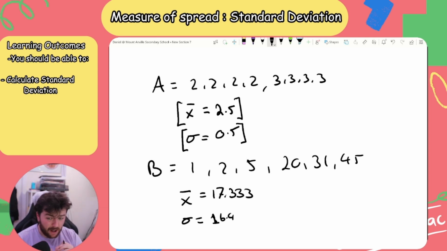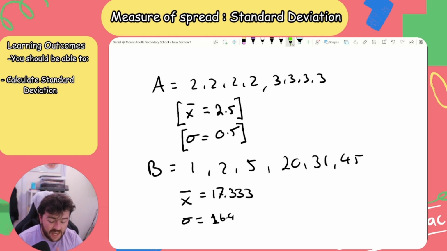It's very small, right? My mean is 2.5, and all of my data is in and around 2.5. I have 2, 2, 2, 2, 2, 3, 3, 3, 3. It's all in and around 2.5. So my data is very compacted and close together around 2.5.